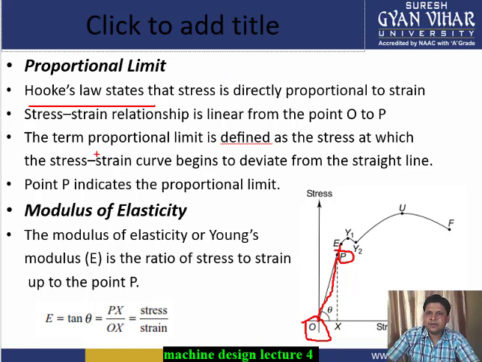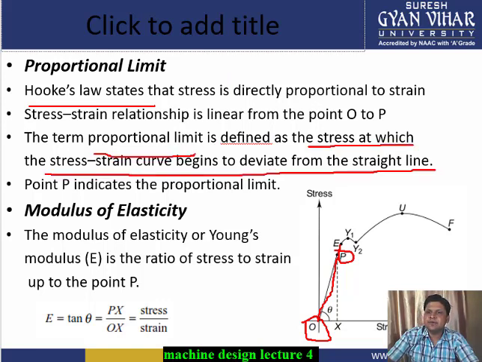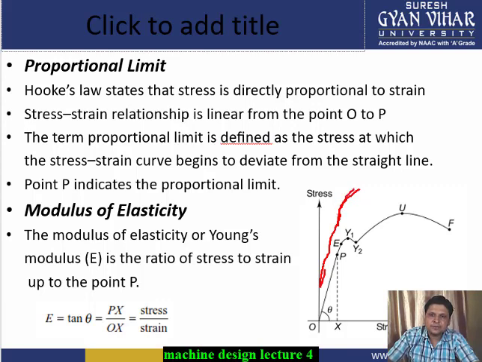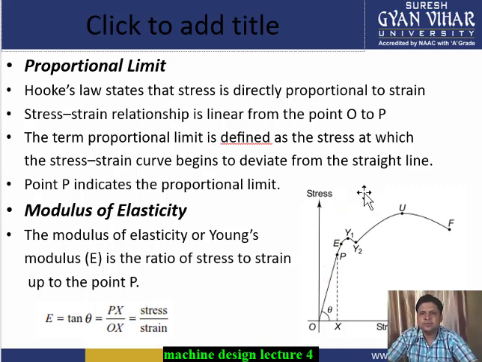And what is the proportional limit? It is the stress at which the stress strain curve begins to deviate from the straight line. Now beyond this proportional limit P, what will you see? You will see that your graph changes from a straight line to a curved line. All right. P indicates the proportional limit.